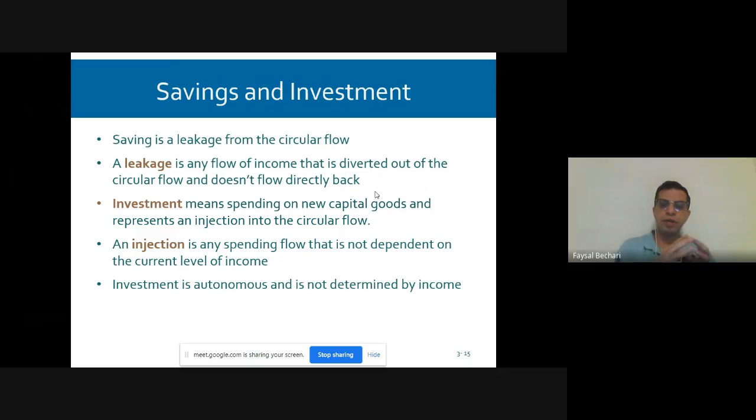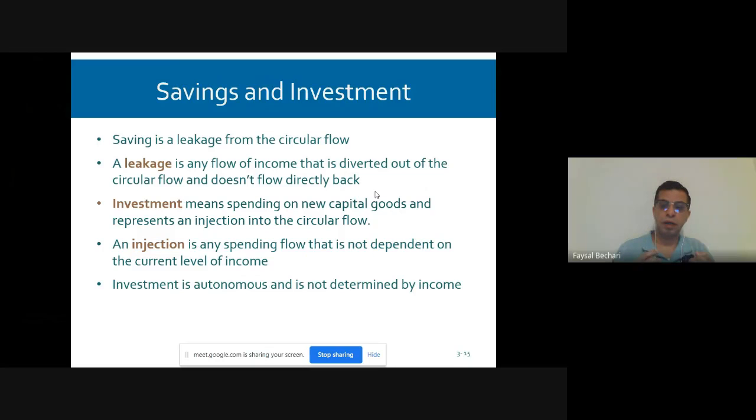But there is investment, which means spending on capital goods and represents an injection into the circulation. So when you're investing in a tractor for your farm, this is what you call investment. When you're building a store from bricks or whatever, that's called investment. So it represents an injection into the circulation flow, an injection in any spending flow that does not depend on the current level of income.